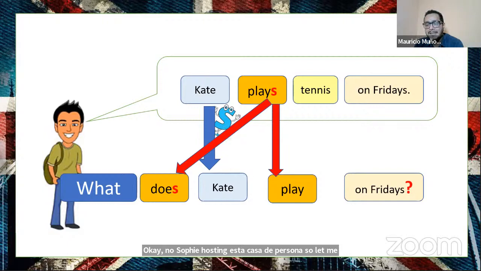What does Kate play on Friday? You see? So we use the word does. Does for making question in third person. Let's move on.